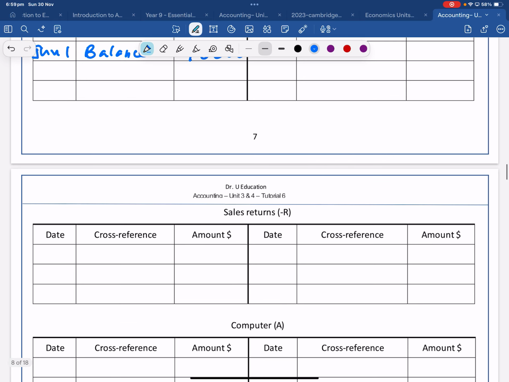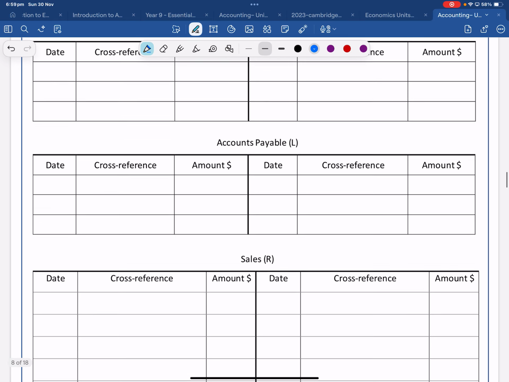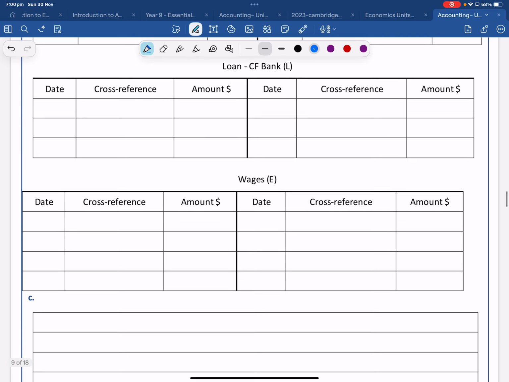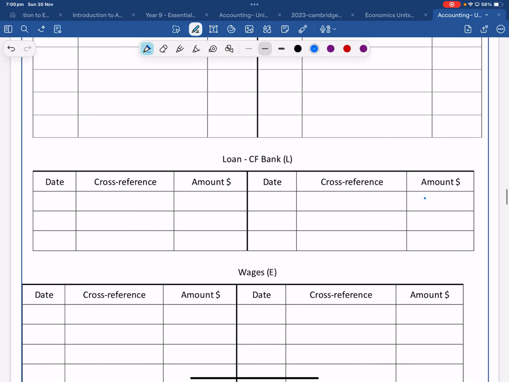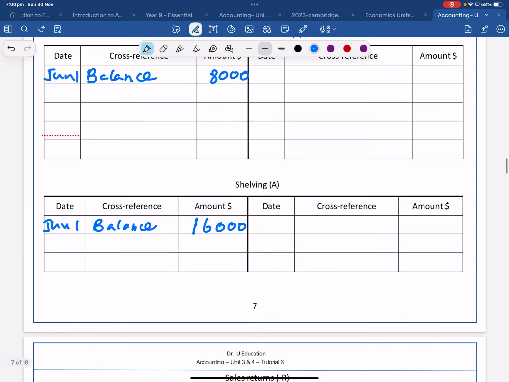And then loan. How much? 6,000. That one is credit. Why? We treat it as the loan is increasing, liability increases, credit. Okay? Right. That is done.